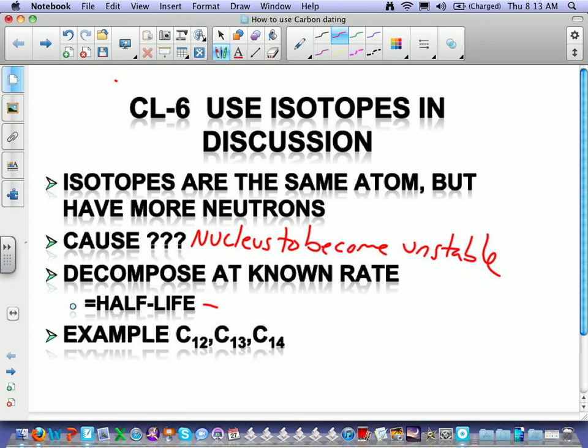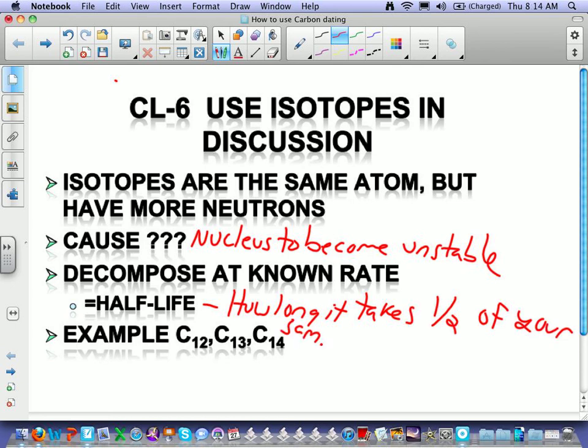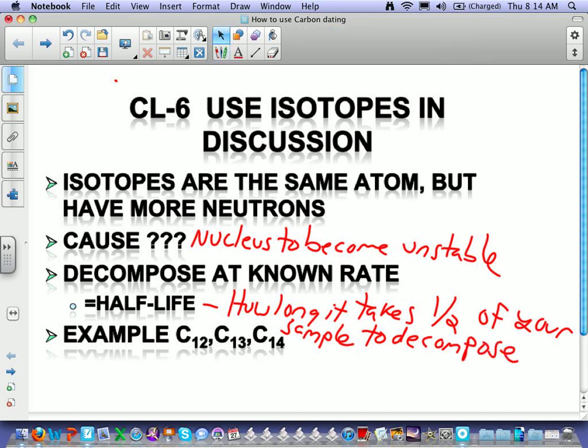That rate is a half-life, and it's how long it takes half of your sample to decompose. So how long it takes half of your sample to decompose is your half-life.